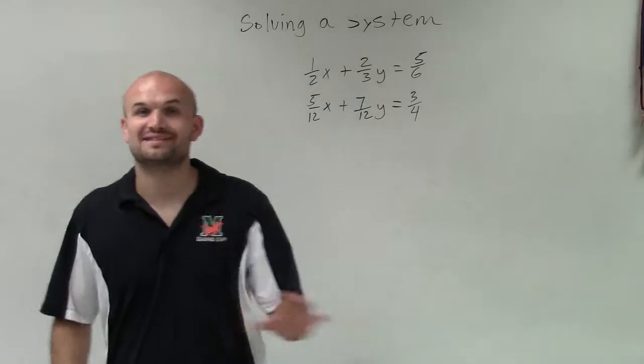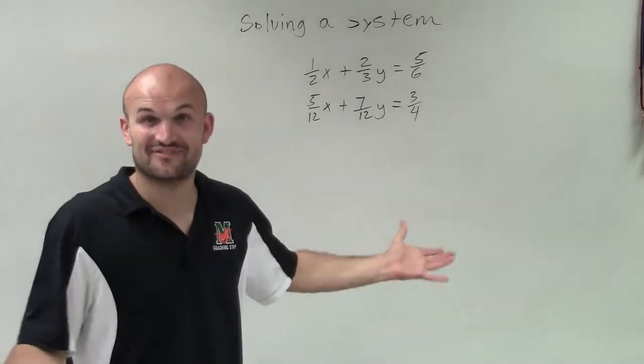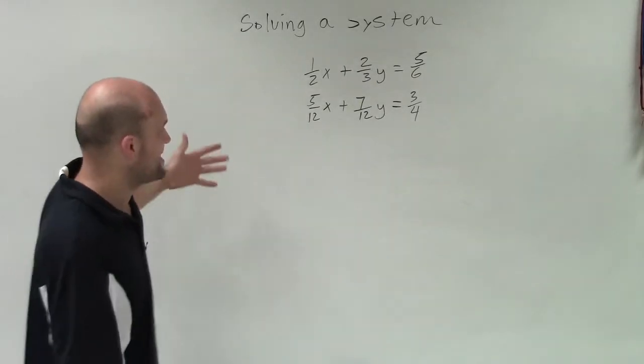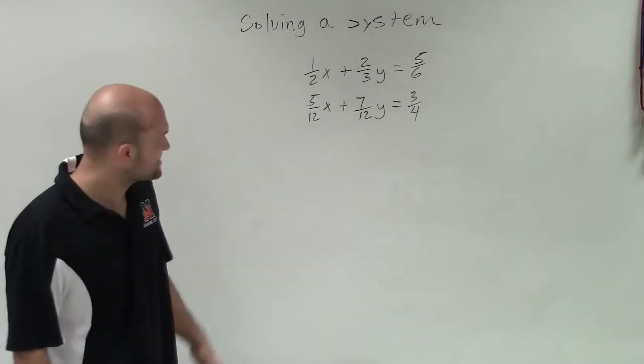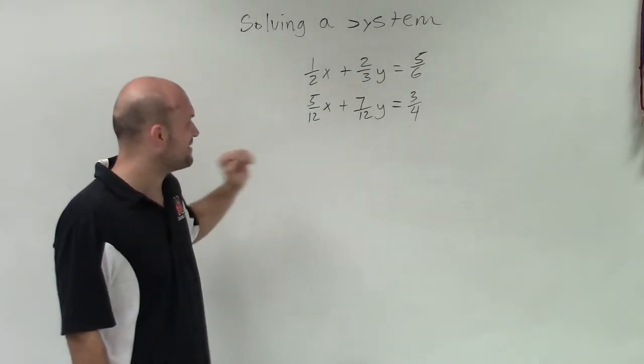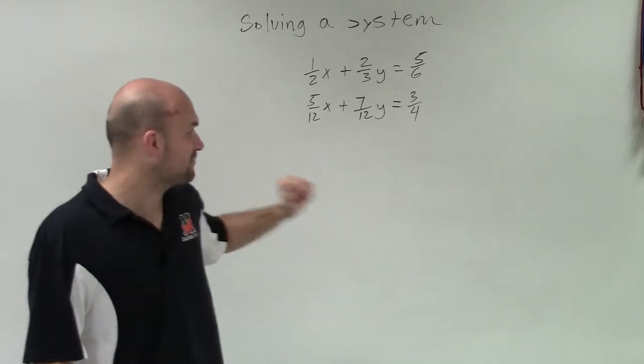Now, don't lie to me. Tell me, does this not sound like a fun problem to work at? I have 1/2 x plus 2/3 y equals 5/6. And then the other equation is 5/12 x plus 7/12 y equals 3/4.